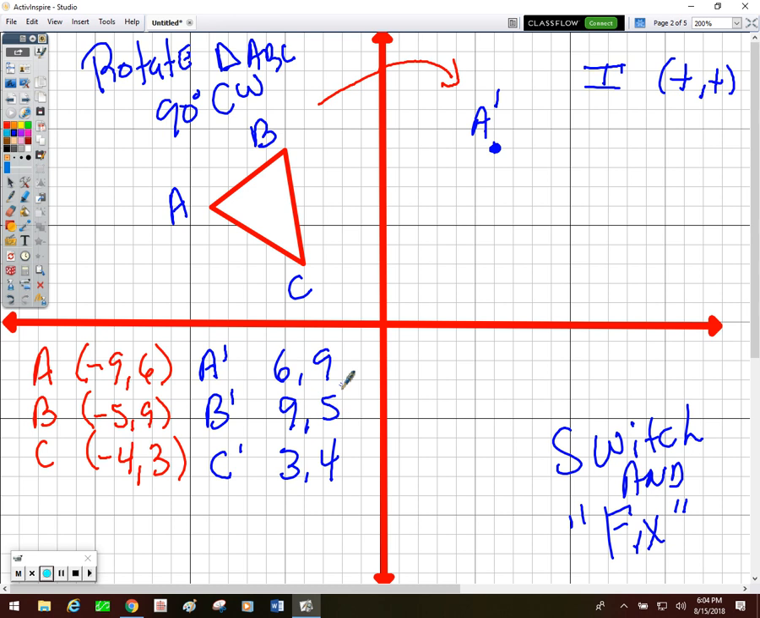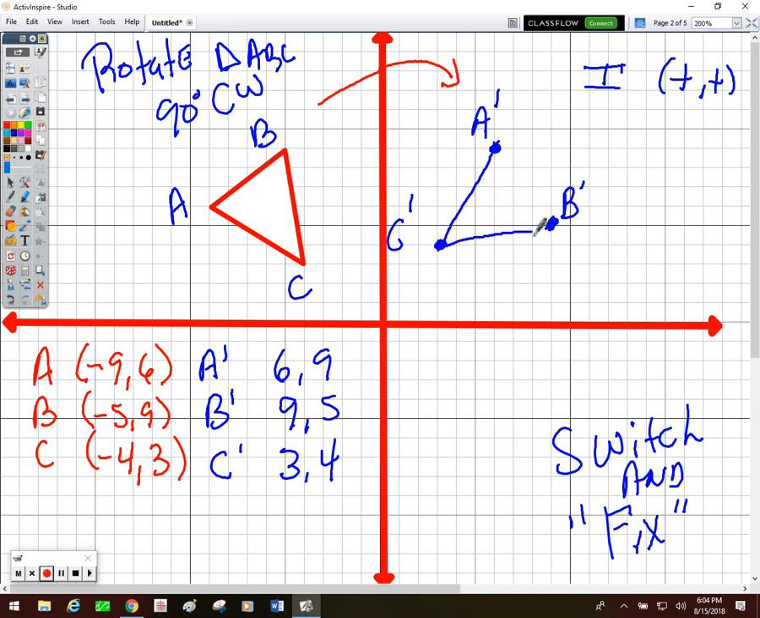Here's B prime. Let's count 9 and 5: 1, 2, 3, 4, 5, 6, 7, 8, 9, then 1, 2, 3, 4, 5. There is B prime. And then C prime is 1, 2, 3, then 1, 2, 3, 4. Oh, that's not a 4, excuse me. That's supposed to be C. There it is, C prime.